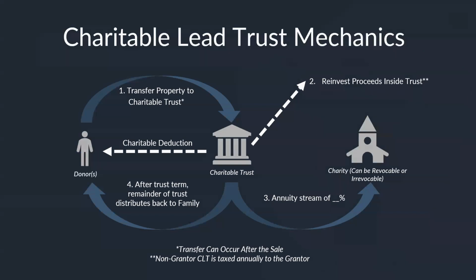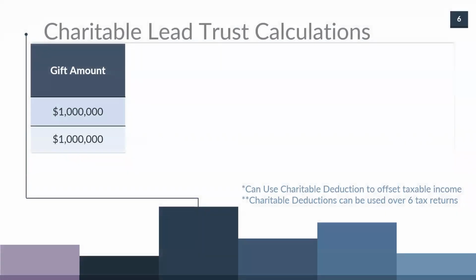So let's look at this. Let's just take a hypothetical case. And so I've just got a round number, a gift amount of $1 million.